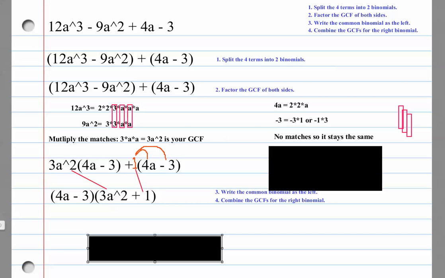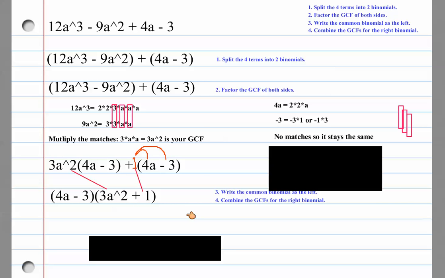So the last step here is to combine the two GCFs together. So you notice I drew arrows for you. The 3a squared goes here, and then it's a positive 1. We have to pay attention to whatever symbol was in the middle of the two sides. That goes back here in the middle for the two GCFs. So this is a positive 1, so positive 1 goes on this side.